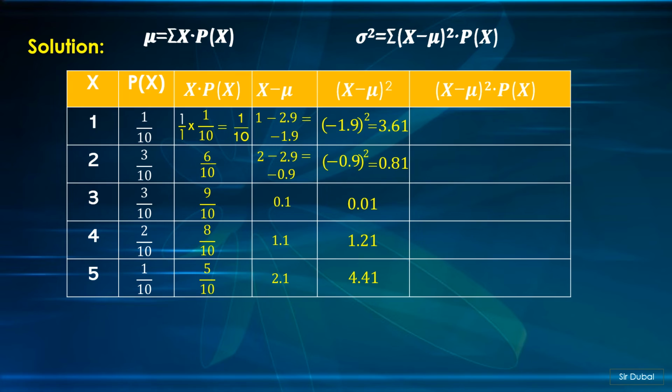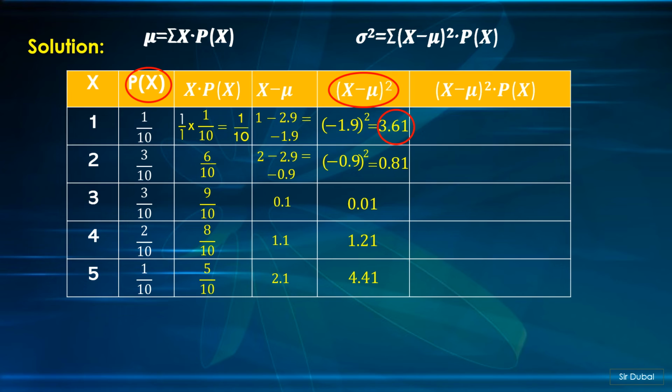So now let's proceed with the last column for the quantity of x minus mu squared times p of x. That quantity of x minus mu squared is that part, and for the p of x, that part. So it means we are going to multiply those answers that we have in those columns. So we are going to start.